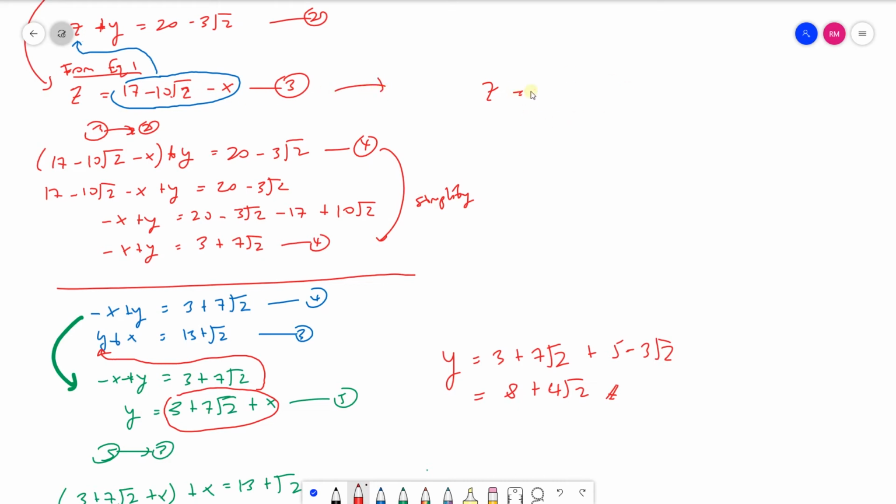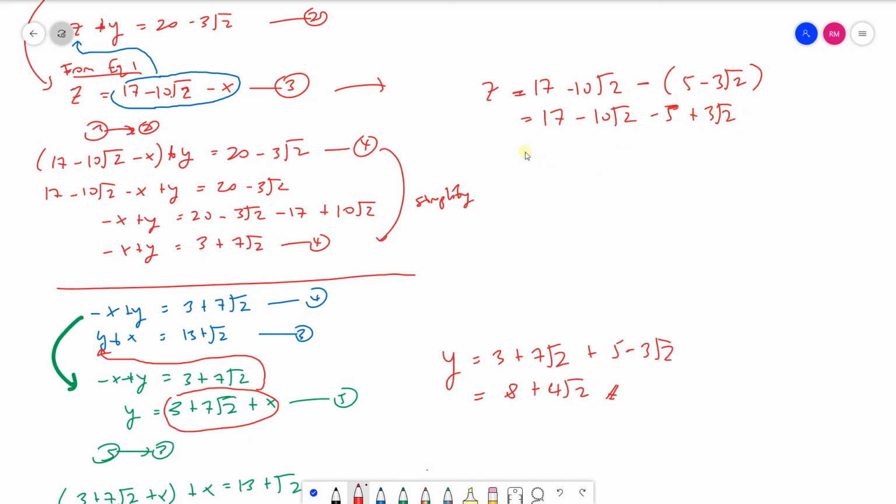z equals to 17 minus 10 surd 2, and then minus with x. Now it's minus, so I need to put a bracket, because when I open bracket, the sign is going to change. So the x value that we found just now was 5 minus 3 surd 2, close bracket. Now let's open bracket. 17 minus 10 surd 2 is going to be negative 5. Negative is going to be positive 3 surd 2.